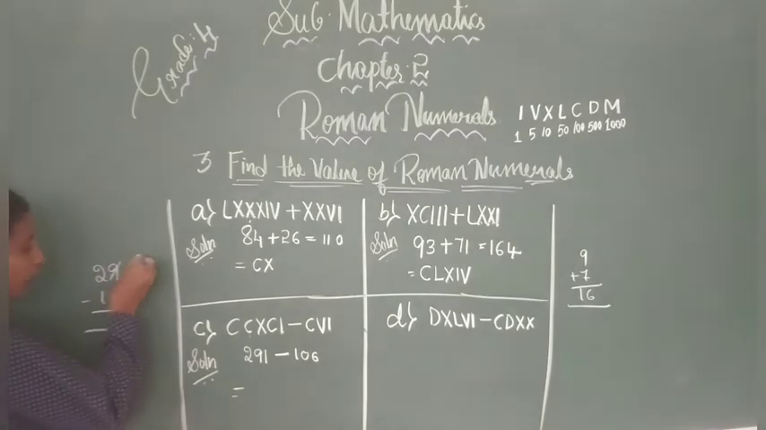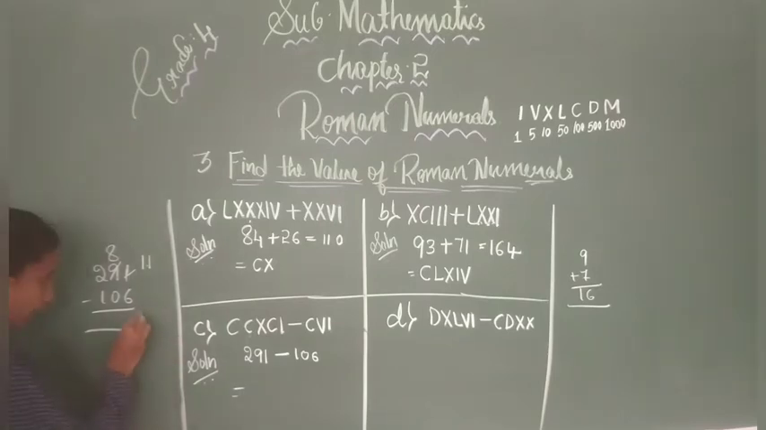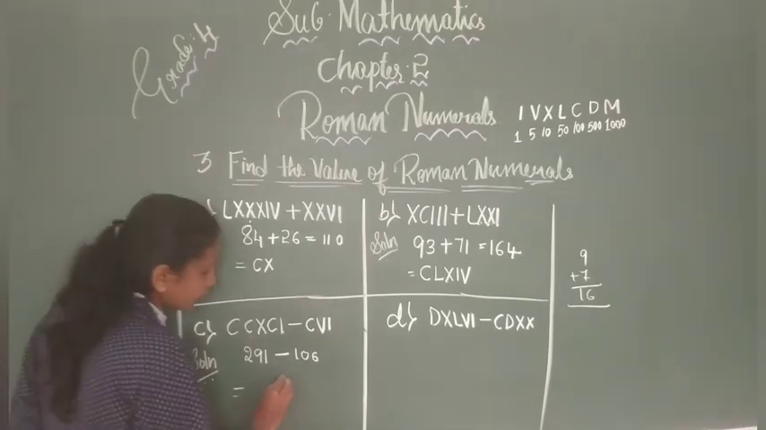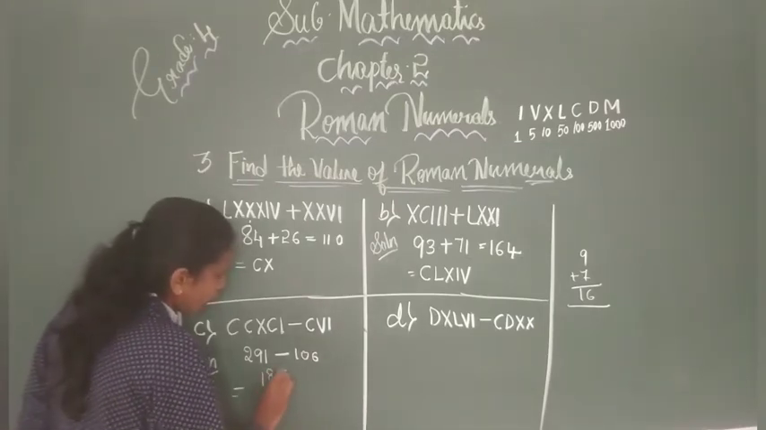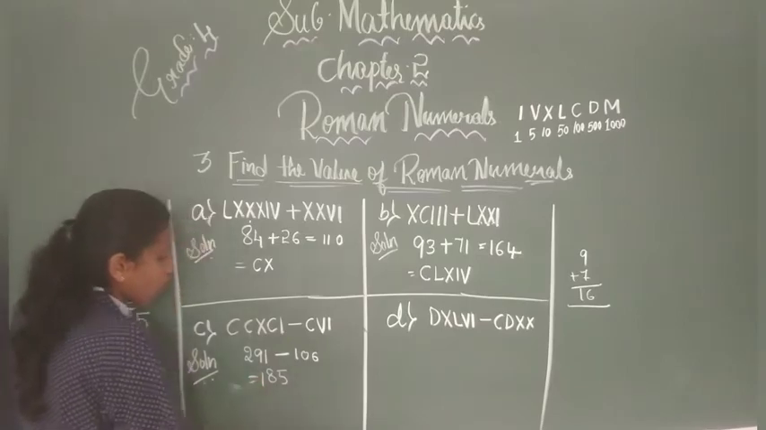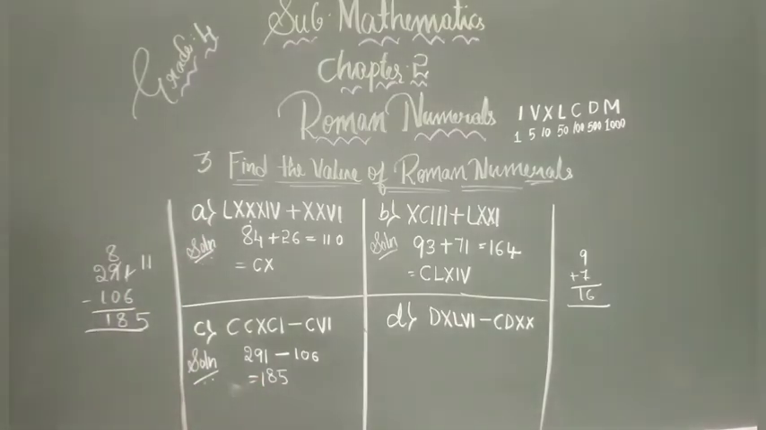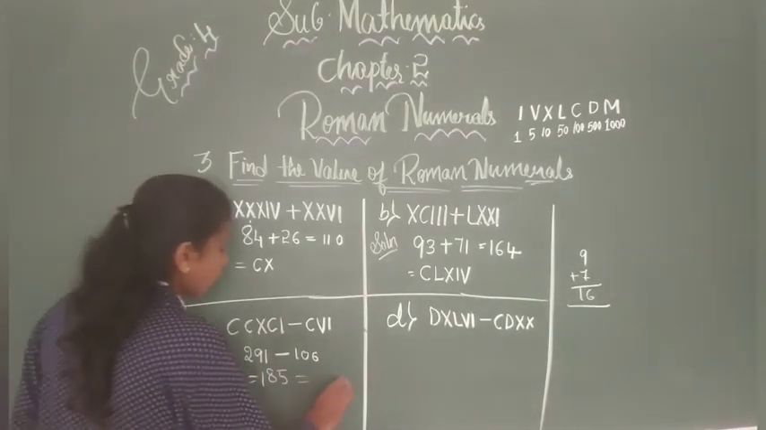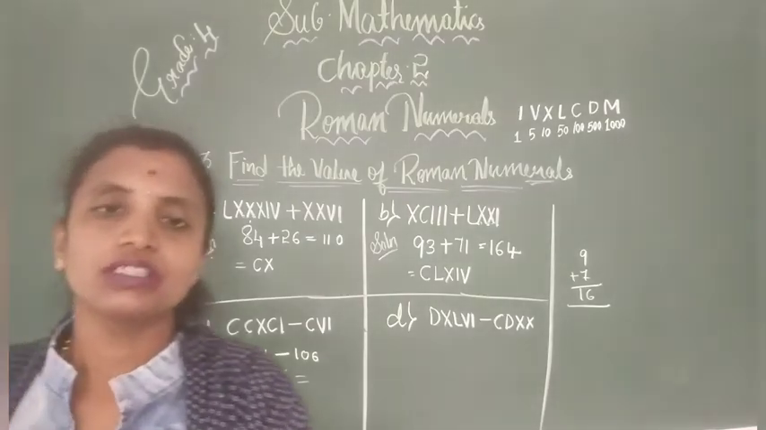No. Bring a borrow and make it 11. 11 minus 6 is 5. 8 minus 0 is 8. 2 minus 1 is 1. So the answer was 185. You have to write this 185 in a Roman numeral.